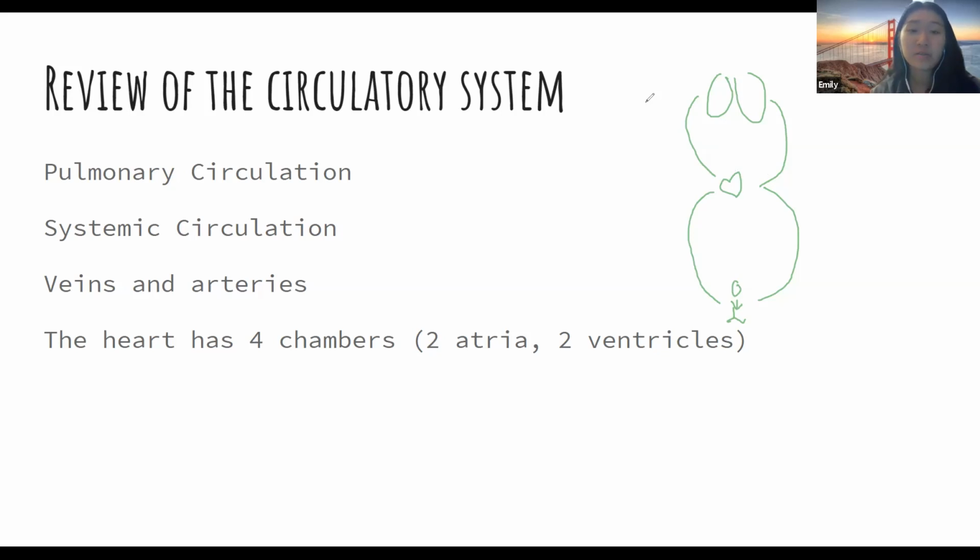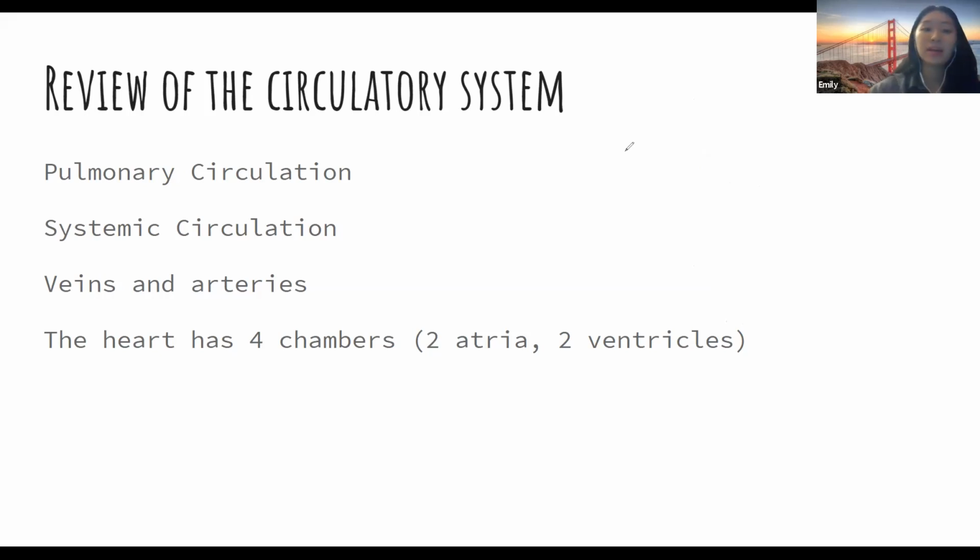Last week, we also learned about veins and arteries and how veins are blood vessels that travel back towards the heart, and arteries are blood vessels that travel away from the heart. A for away.